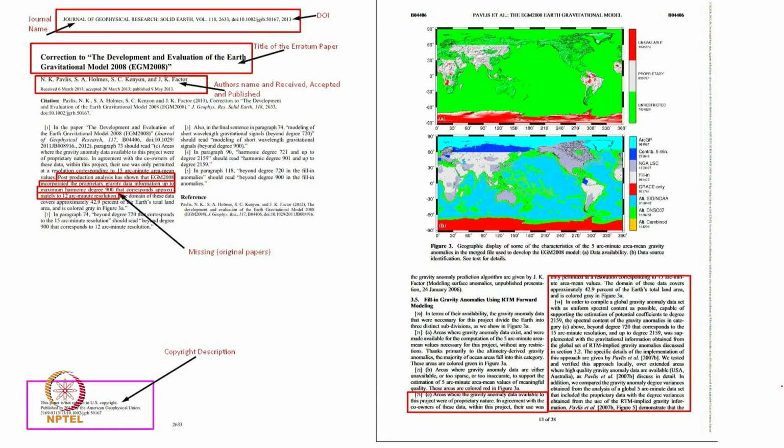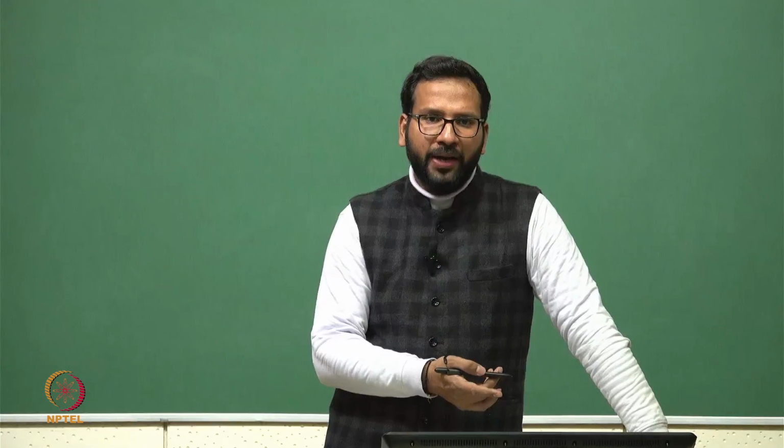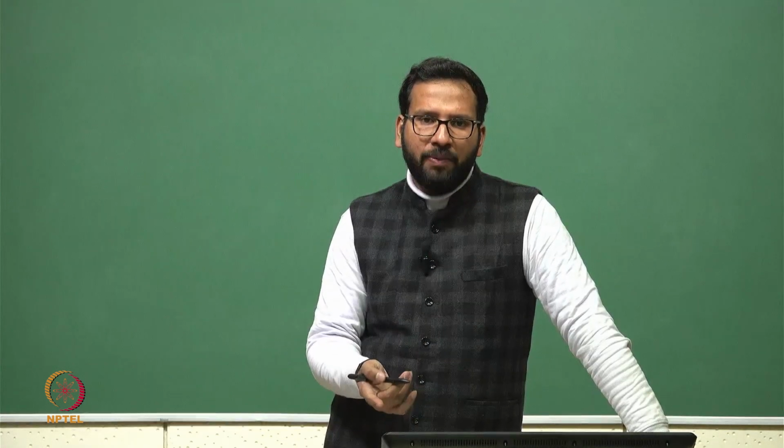Now for example, on the left hand side, this is an erratum of an article titled The Development and Evaluation of the Earth Gravitational Model 2008, published in the Journal of Geophysical Research, Solid Earth. On the right hand side, this is the original research paper which was published in 2012, and this was the erratum published in 2013. Of course, an erratum will only be published after the publication of the research article. That is why the date of publication of the erratum is 1 year after the publication of the original article.